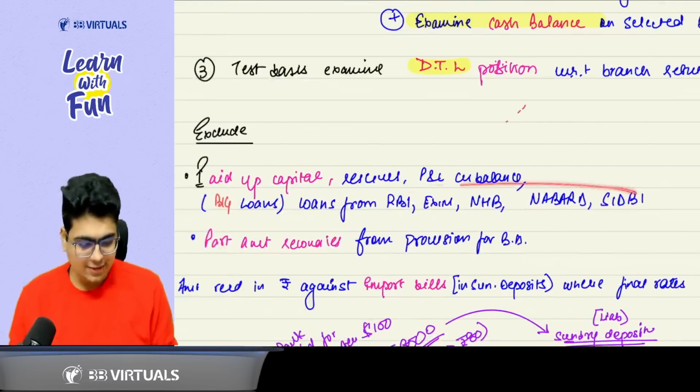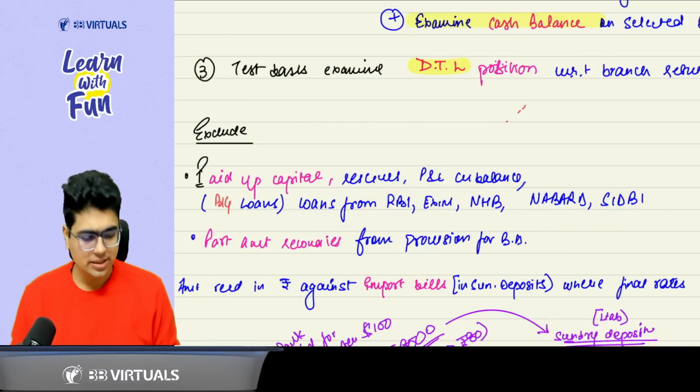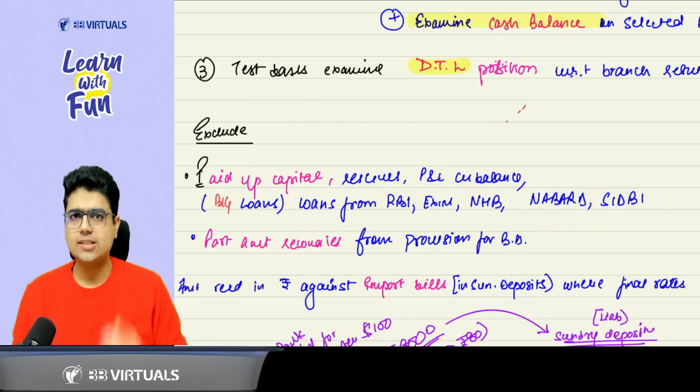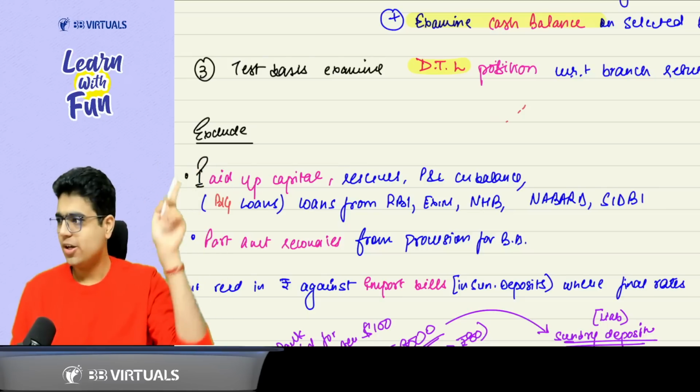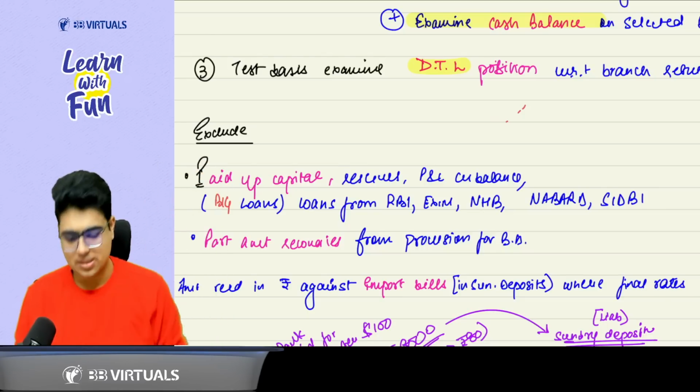Since these loans are not in the nature of current, saving and fixed deposit, they will be excluded. Got it, sir. Paid up capital, reserves, profit, not in the nature of liability. Big loans from big banks, not considered as deposits.